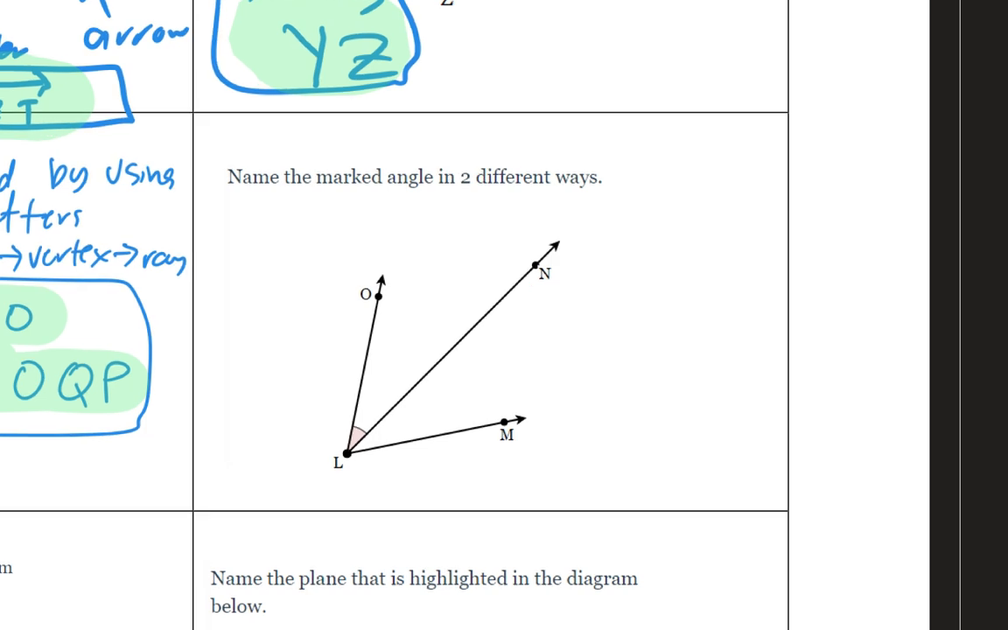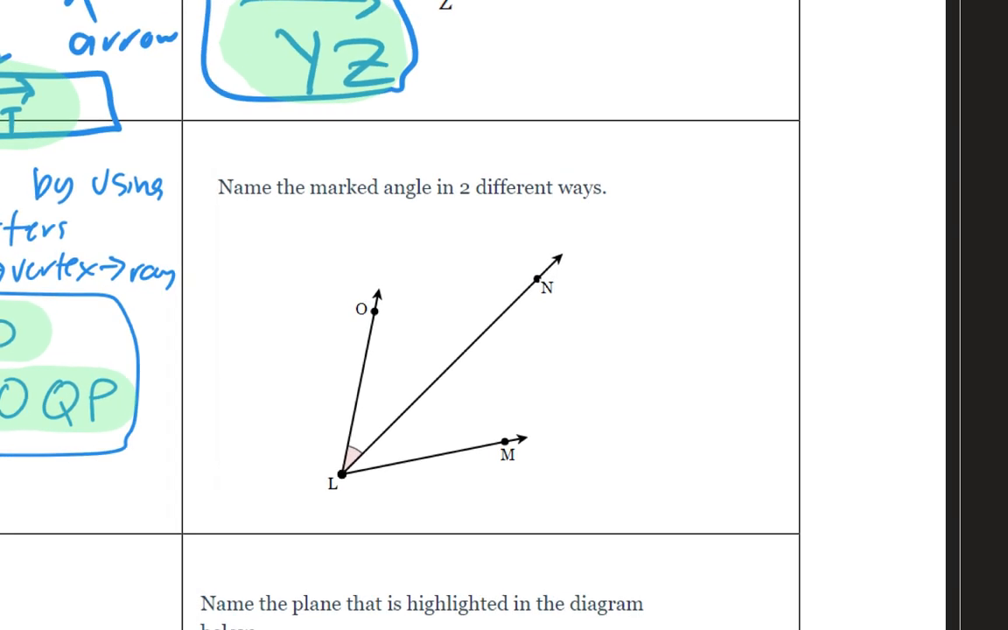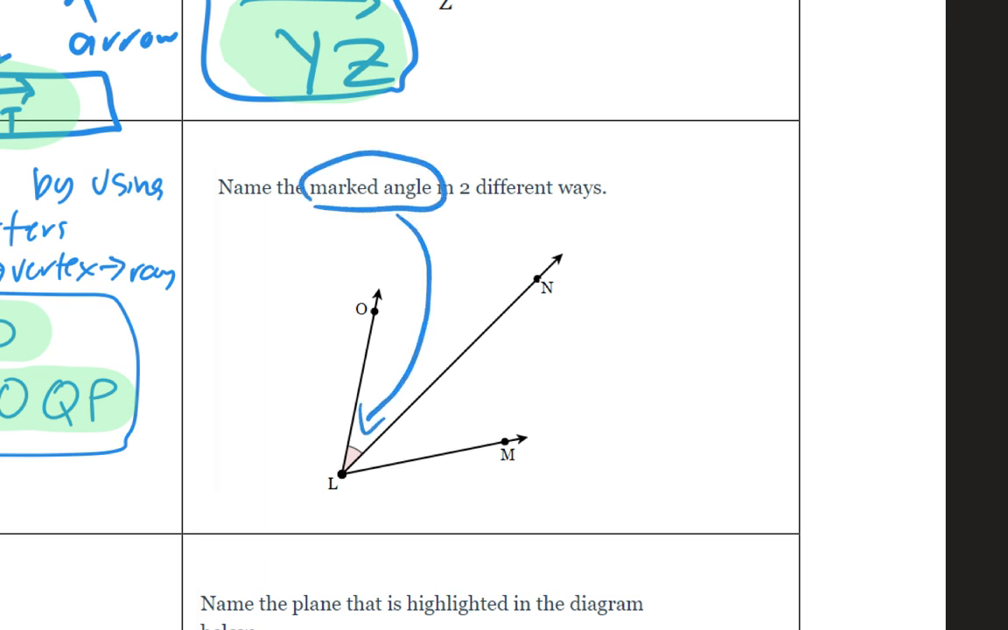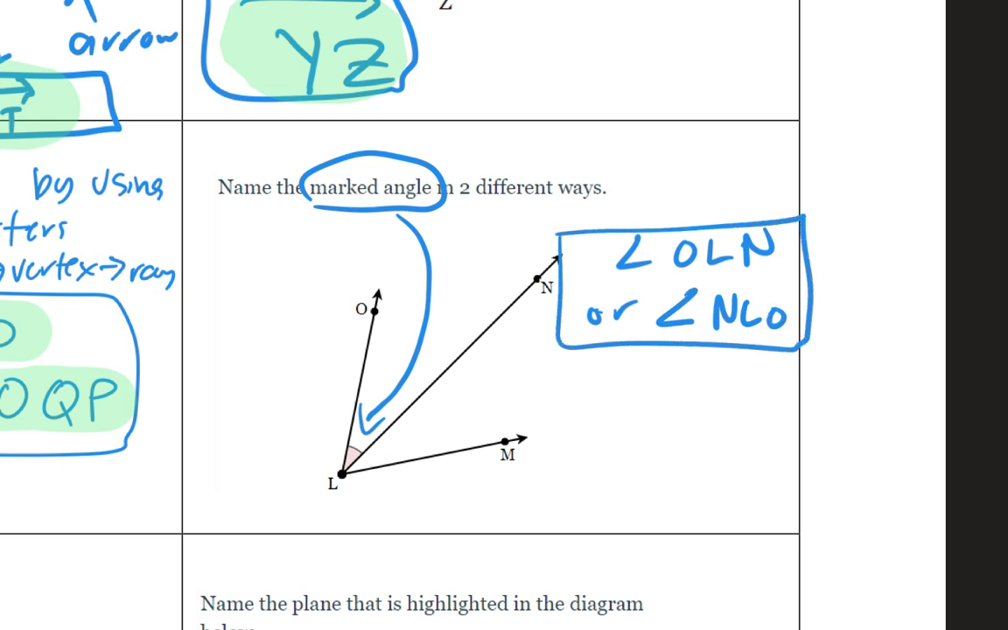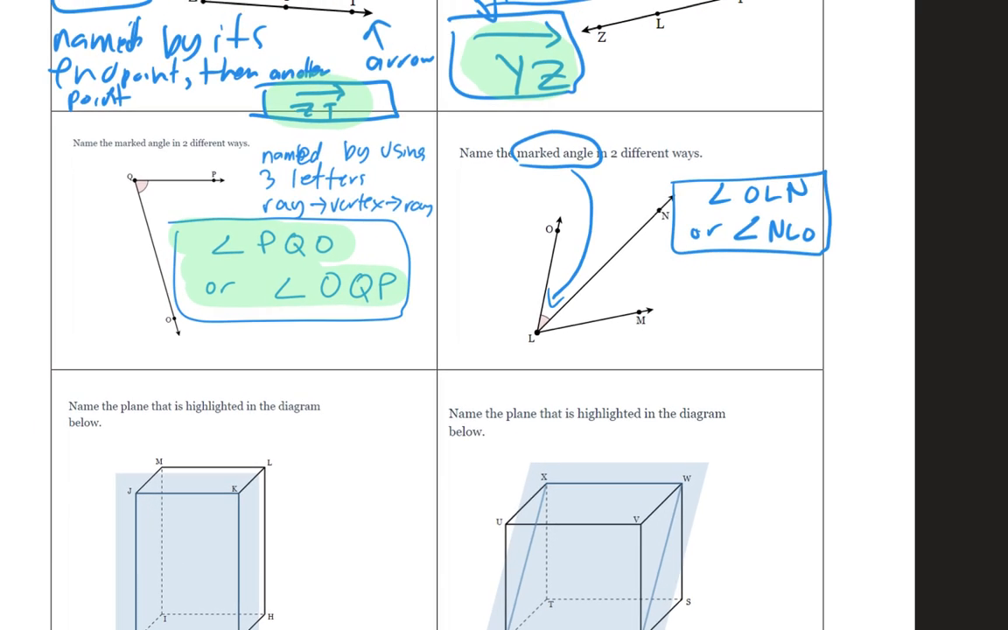Next, name the marked angle in two different ways. All right, so here's the thing. This is the marked angle, what we see right over there. So let's name this one in two different ways. We're not going to think about this. We're going to think angle OLN, or angle NLO. So we're going to use this symbol first for the angles. That's the angle symbol.